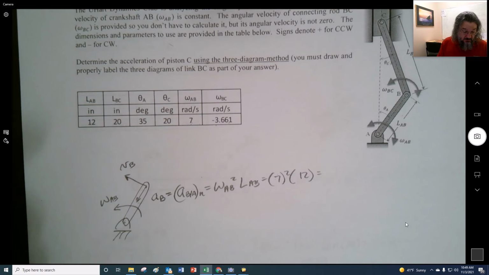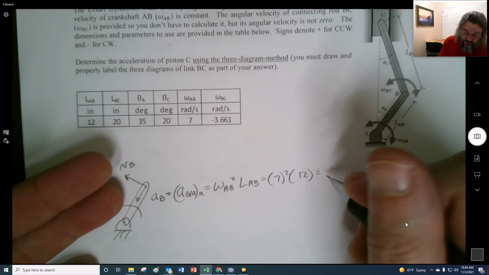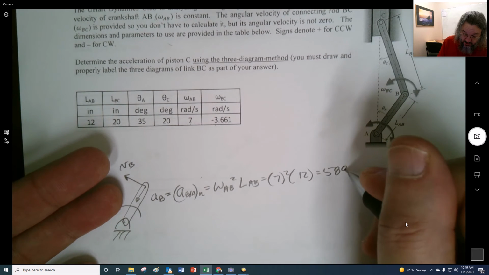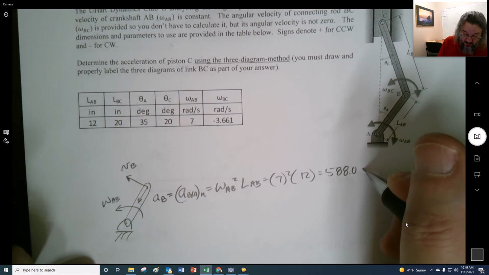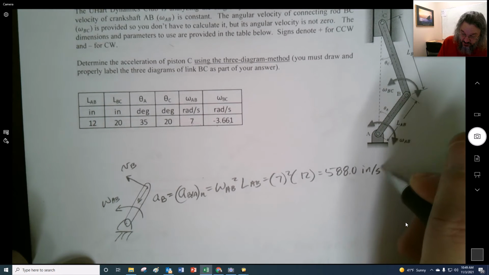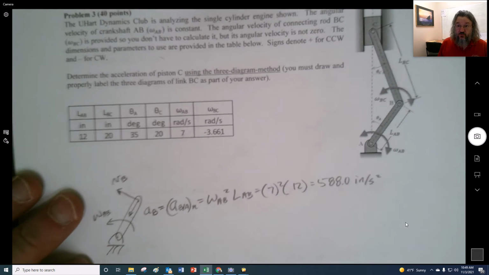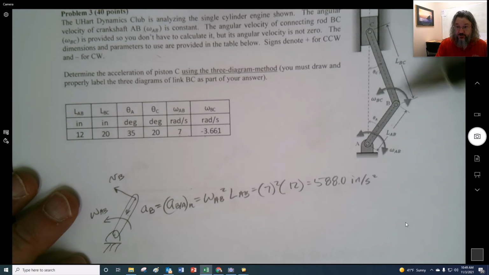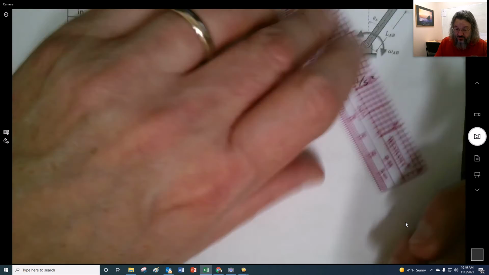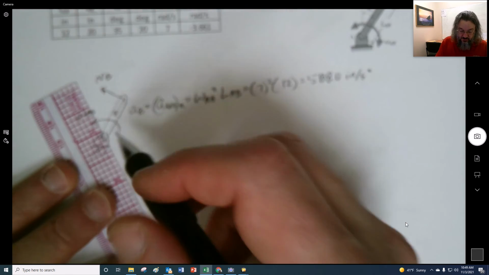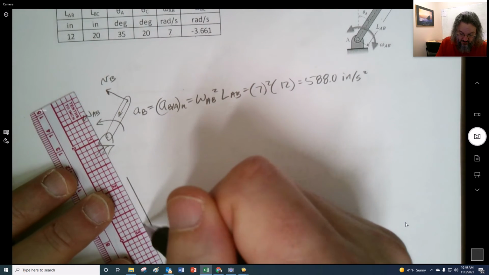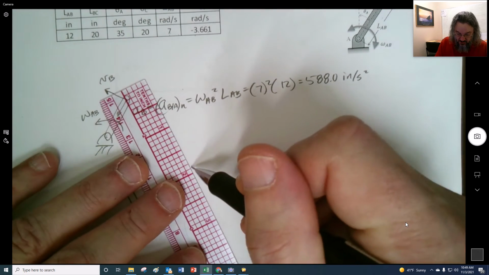It's an important thing to just see your way through this, right? So we get 588, and these are inches per second squared. Now we're all set for doing the acceleration in the 3 diagram method of this. I'll just try to make this thing look about the same. There you go. So here's my 3 diagrams.